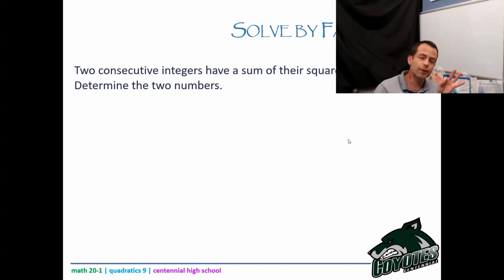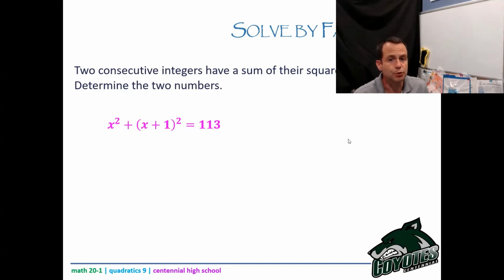And I'm looking for the sum of their squares. So that means I'm looking at x squared and x plus 1 all squared. Okay, so my equation is x squared plus x plus 1 all squared equals 113. Now, I'm going to need to multiply this guy out and then combine like terms, bring everything over to one side so that it equals 0, and then I can start thinking about factoring.